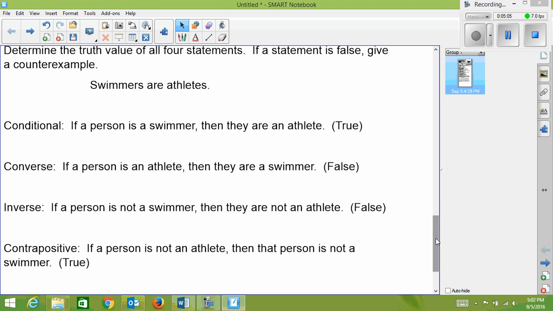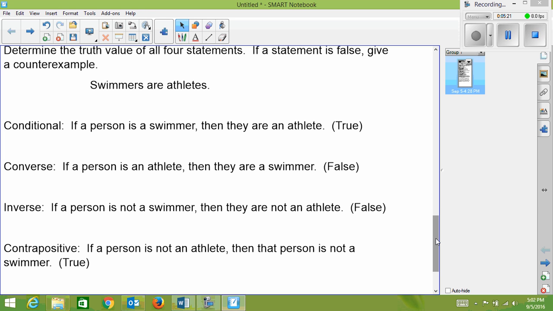Contrapositive. If a person is not an athlete, then that person is not a swimmer. That would be true. They've flipped it around and they're putting the not in front of both. That's the contrapositive. So if you're not an athlete, you can't be a swimmer, and that is true because swimmers are athletes.